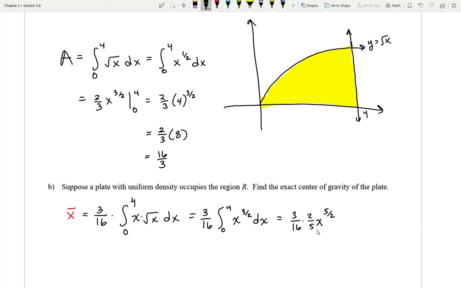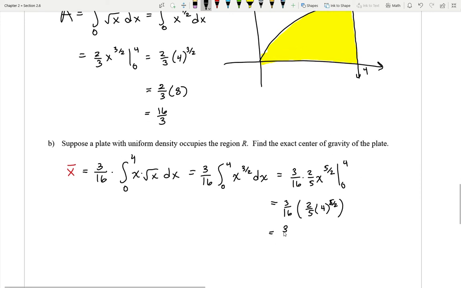Now I'm going to go ahead and evaluate this from 0 to 4, and I can see that that's going to get me, I'll move this down to my next line. This is going to get me 3/16 multiplied by this 2/5 times 4 to the 5/2 power. And just like we saw up above with the area calculation, I can calculate 4 to the 5/2 power by first doing 4 to the 1/2 power, which is 2, and then 2 to the 5th power, which is 32.